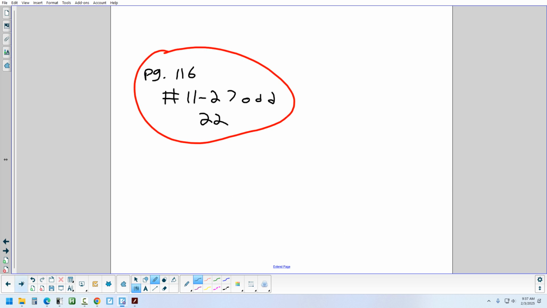Okay. All right, so that's homework for tonight. So 11 to 27 odd and 22 on page 116. You guys got just about 20 minutes left, so you can use the time to work on that. And if you have any questions or need help with clarifying directions, just let me know. Does the 22 there mean that we're doing question 22 as well? Yeah. Okay. So it's 11 to 27 odd and number 22.